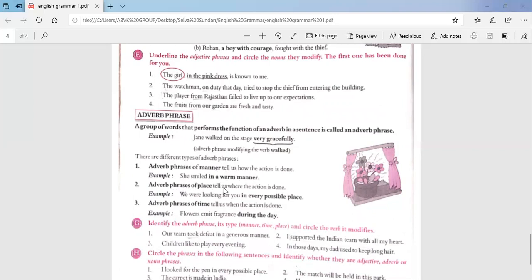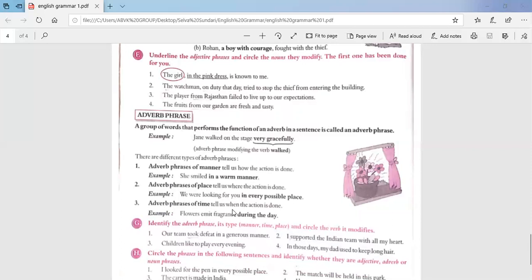Adverb phrases of place tell us where the action is done. We were looking for you in every possible place. So in every possible place is telling about the place. So this is an adverb phrase of place.